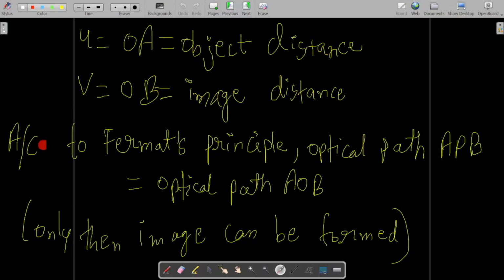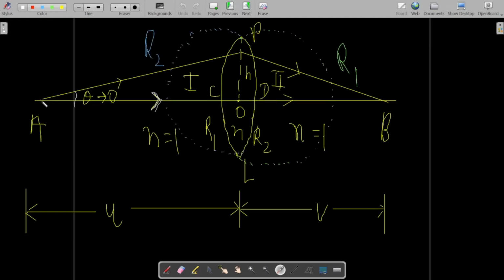Now, according to Fermat's principle, what will happen? According to Fermat's principle, optical path APB is equal to optical path AOB. Keep in mind APB. It is saying optical path APB is equal to your optical path AOB.